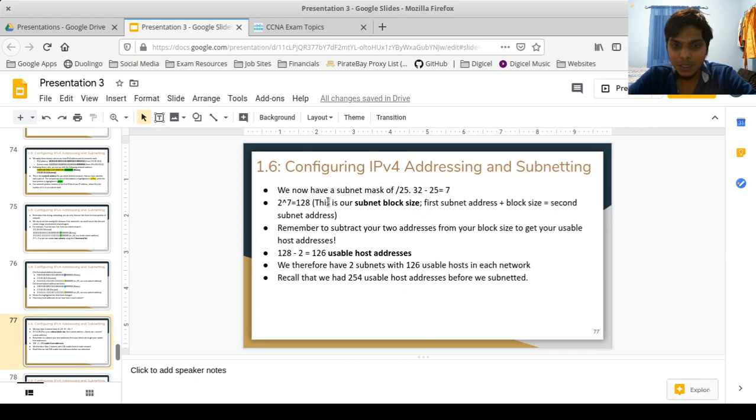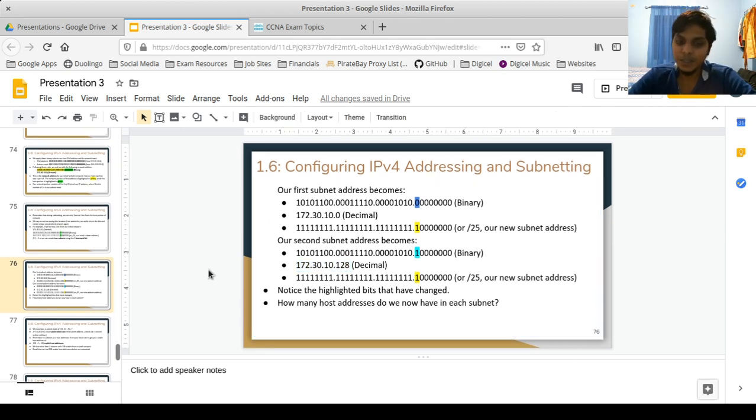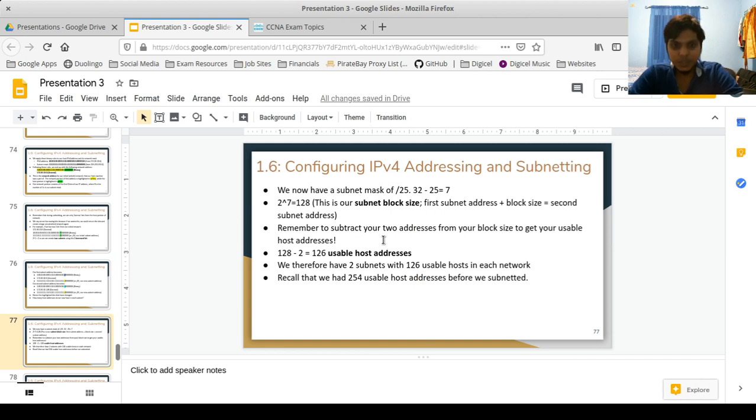So you see we had the 128 there, which was our subnet block size, and look at the decimal form. 172.30.10.0, 172.30.10.128. So if we take 128 and add it to this, we get the second subnet address without having to work in binary. So you'll see a lot of guides, or at least a few guides, doing it this way instead of doing it in the binary form. So you know how to calculate the 126 usable host addresses now.